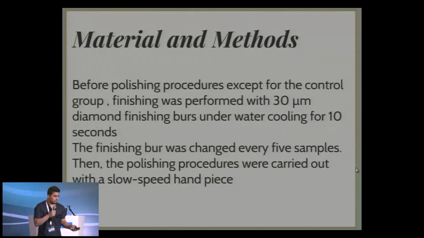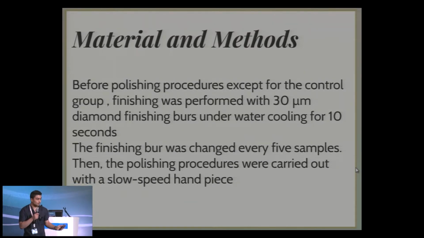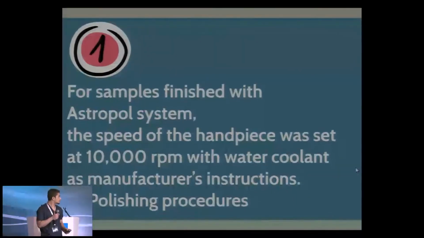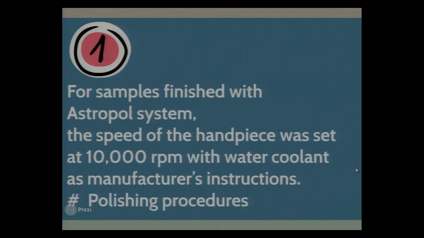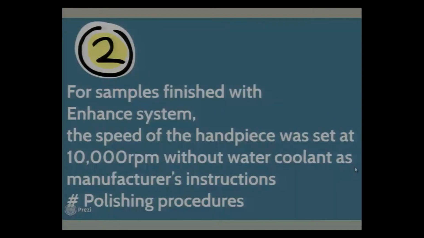Before the polishing procedure, except for the control group, finishing was performed with a 30 micrometer diamond bur under water cooling for 10 seconds. The finishing bur was changed every 5 samples. Regarding the polishing systems, for samples finished with the Astrobrush system, the first polishing system, with water cooling, the polishing was done with a gray rubber cap, followed by a green rubber cap, and finally the pink rubber cap.